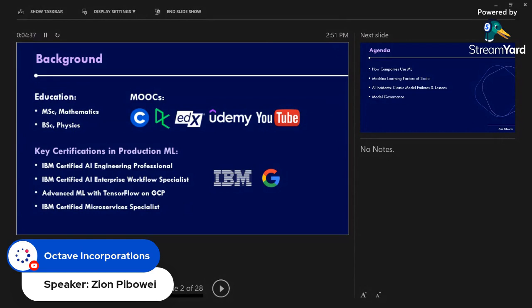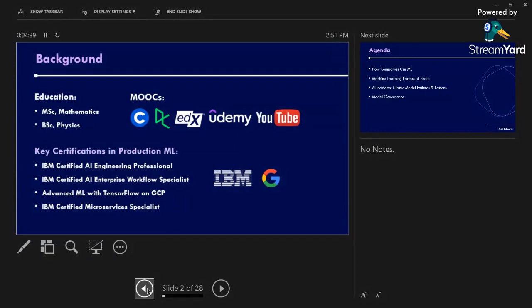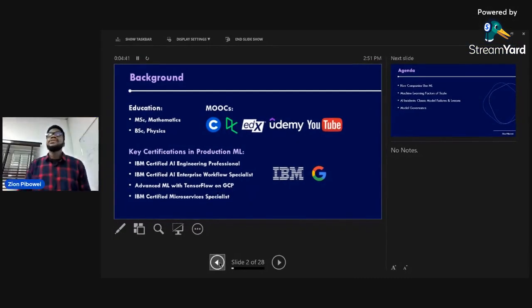I also have several certifications in data science and machine learning, but for the topic we're looking at today, which is mostly around production machine learning, I have certifications from IBM and Google. Some of these things that we do in the industry are very highly specialized, and we'll be diving deep into actual applications of machine learning beyond just theory.